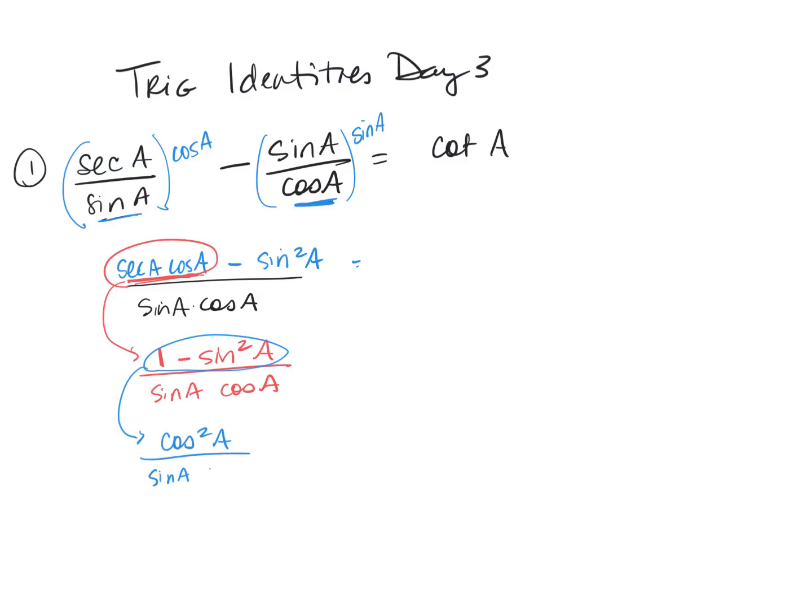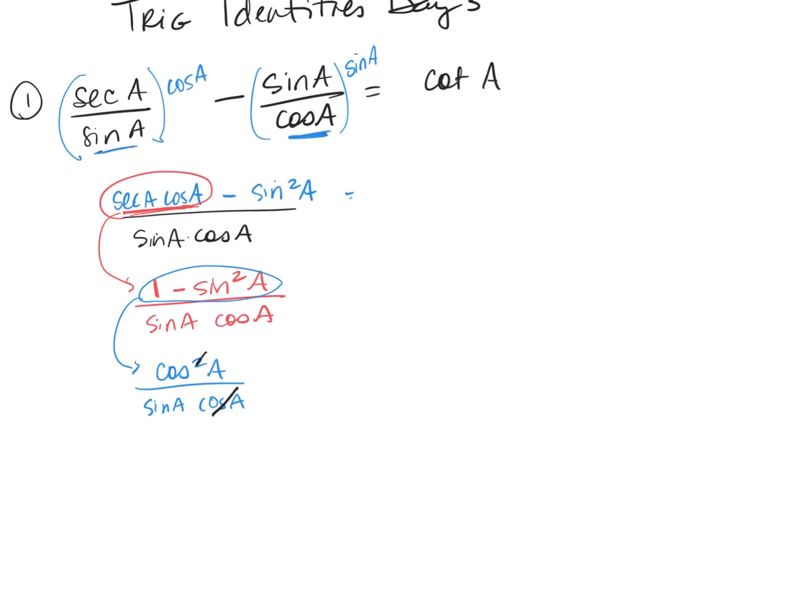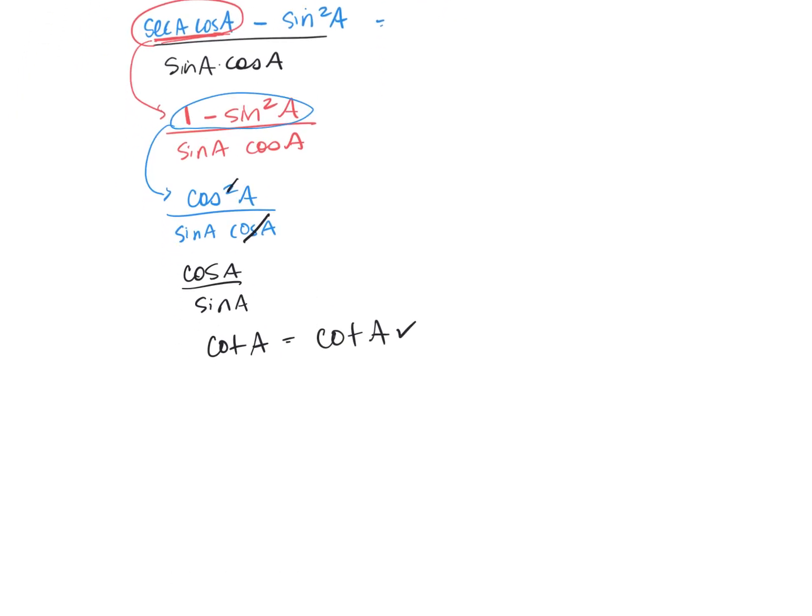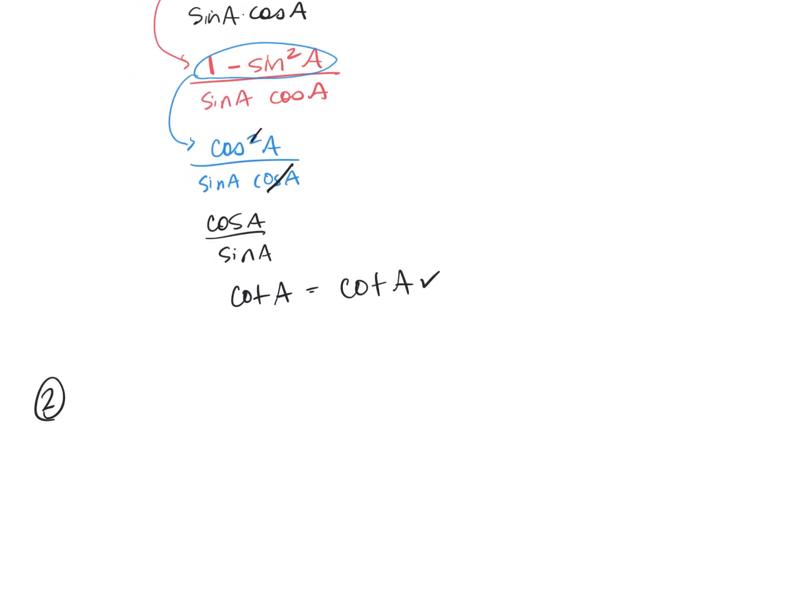Now, if I just bring down my denominator, now I can cancel one of those cosines out because it's just multiplication. There's no adding or subtraction happening in the numerator. So what's left? Now I have cosine of A over sine of A, which is equal to cotangent of A, and that was my ultimate goal. We did it. But remember, the first step here was getting a common denominator. Let's try the next one.